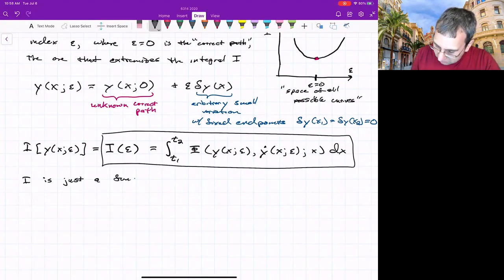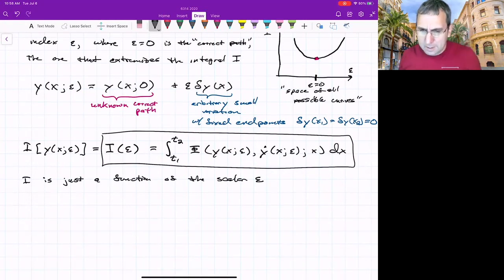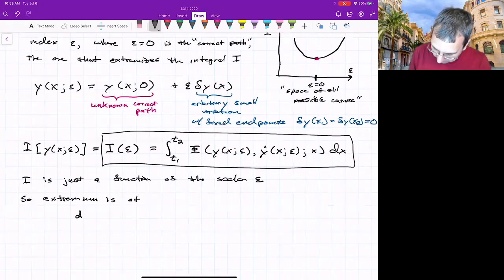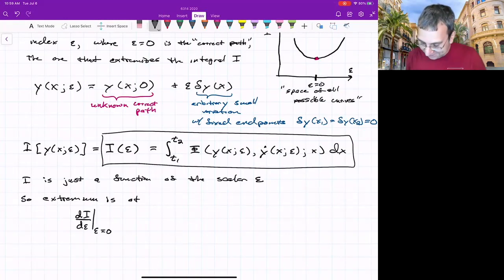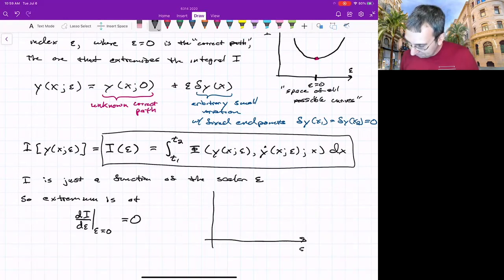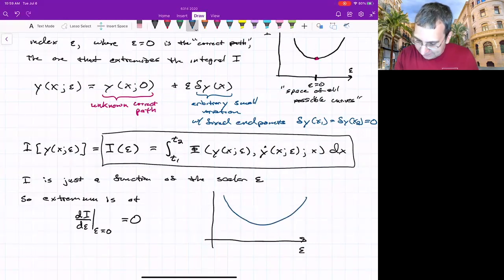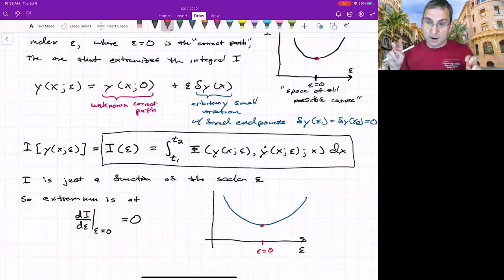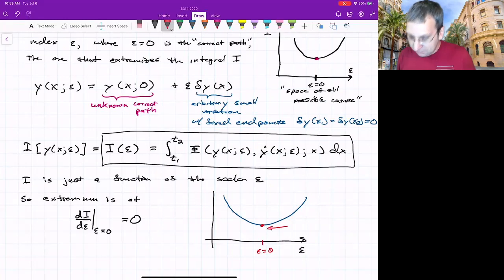So I is just a function of the scalar epsilon. So then the extremum is like the usual calculus. dI d epsilon evaluated at epsilon equals 0, because we're saying that's the correct path, equals 0. So usual calculus now, yay. Got this curve, and there's a minimum. Here's epsilon equals 0. So again, it's going to look kind of parabolic. So this is where the derivative vanishes. dI d epsilon equals 0.